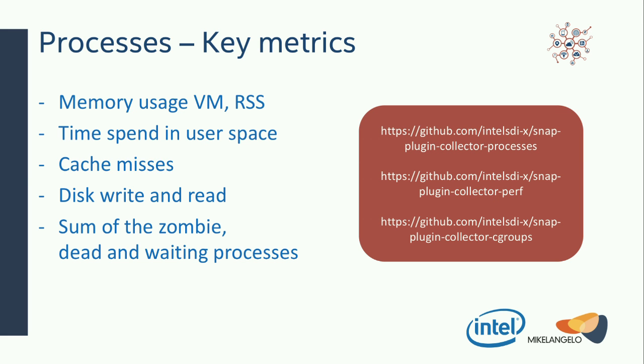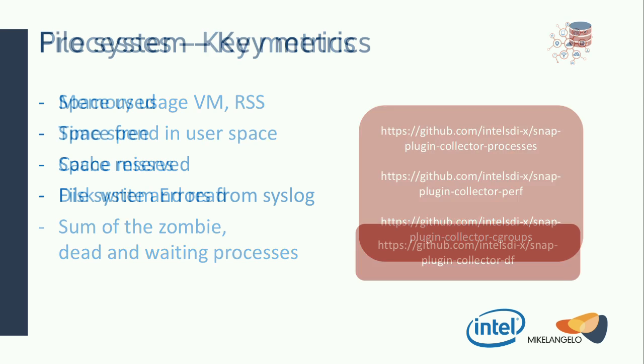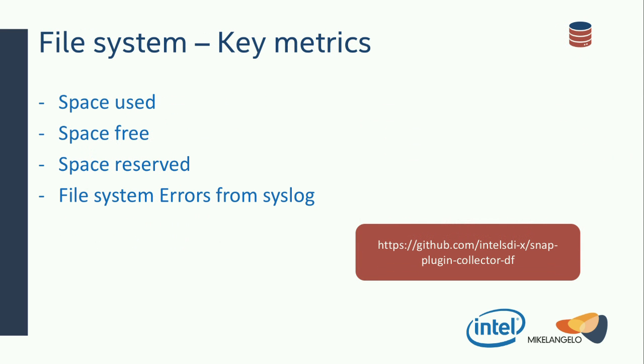Another thing is of course the file system. This is very easy because it is highly abstracted. What you will see on the Linux level is mostly space used, space pool, or how it's reserved. Of course, you need to take care when you see that it is corrupt, like when we see a lot of errors in the syslog.